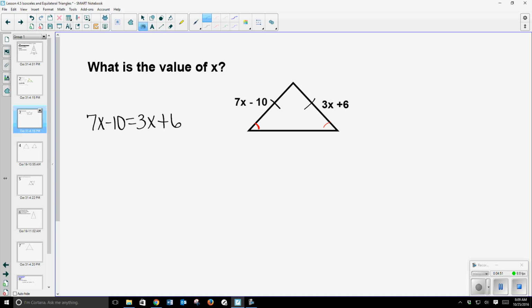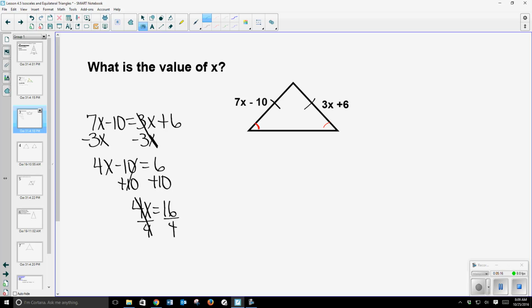Solve that for x. Subtract 3x from both sides. 4x minus 10 is equal to 6. Add 10. 4x is equal to 16. Divide by 4. X equals 4.